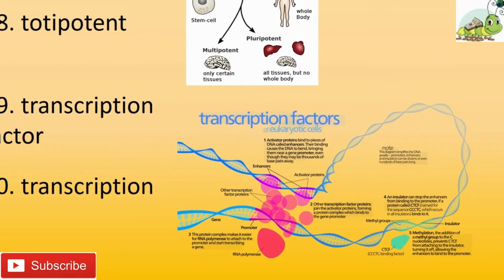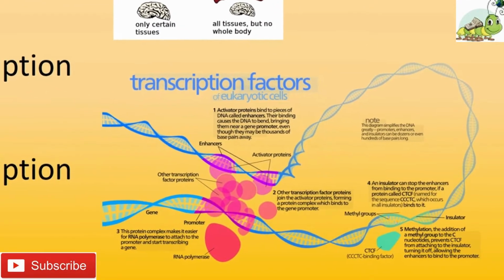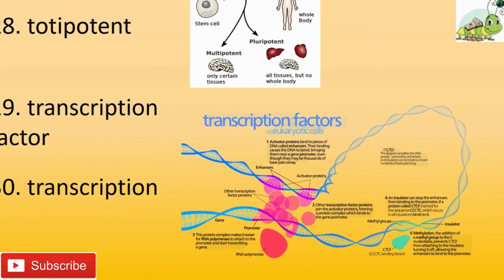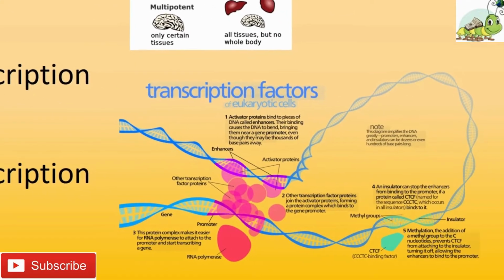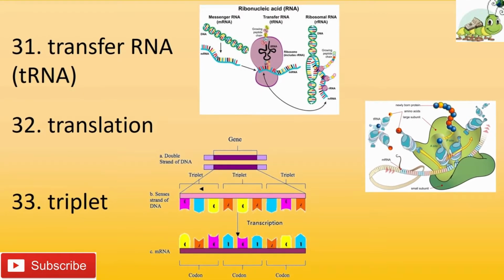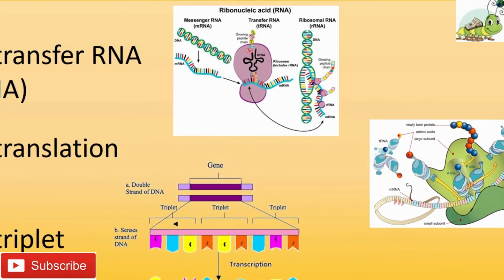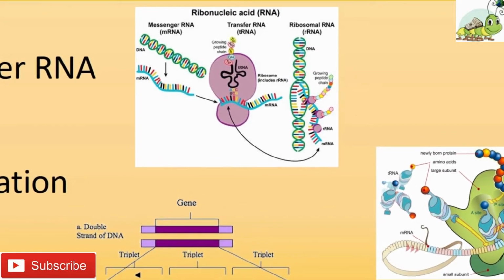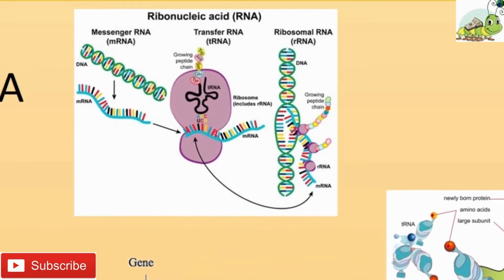29. Transcription factor, one of the proteins that regulate the transcription of genes. Point number 30. Transcription, the process of producing an mRNA molecule that is complementary to a particular gene of DNA. Point number 31. The transfer RNA, the tRNA, molecules of RNA that serve to bring amino acids to a growing polypeptide strand and properly place them into the sequence. It's called the transfer RNA or tRNA.